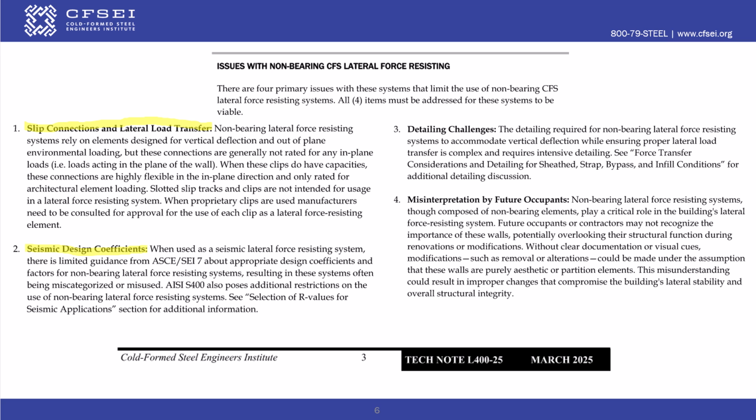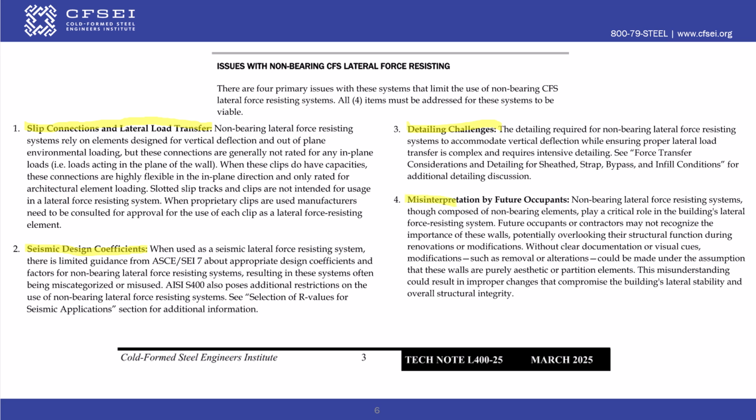ASCE 7 provides limited guidance on what R, overstrength, and Cd values to select, but what most designers want to use out of the tables is not actually valid. There's a separate discussion on this later. The detailing challenges proposed by these systems also are difficult. Properly detailed, these are incredibly complex and expensive details, all while being built by somebody who has most likely not had to build a detail like this before.